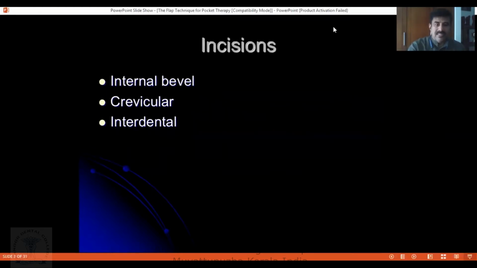Now, there are certain things basic for a flap. We have discussed all these in the previous class, that's about incisions. These are the 3 incisions that are basic for any type of flap surgery. First is the internal bevel incision, starting from just the gingival margin to almost the crest of the alveolar bone. Then you put a crevicular incision all around the tooth through the sulcus, otherwise known as the sulcular incision. And only in the interdental area, after you have reflected part of the flap, you can use an interdental incision using Orban's interdental knives.